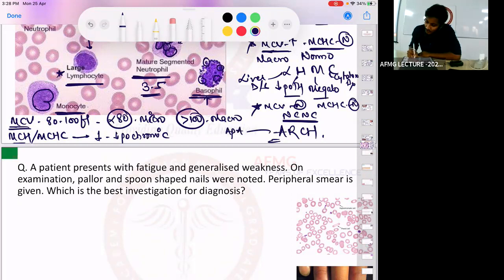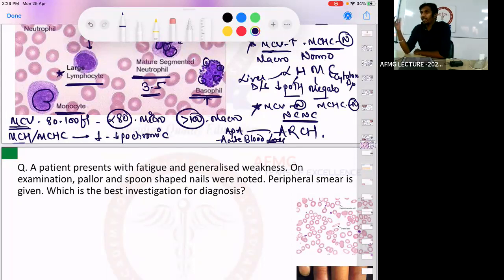Aplastic anemia. Second, you can also remember A for acute blood loss. So A goes for two things. First is aplastic anemia, second is acute blood loss. R is for renal failure. C is for chronic disease.